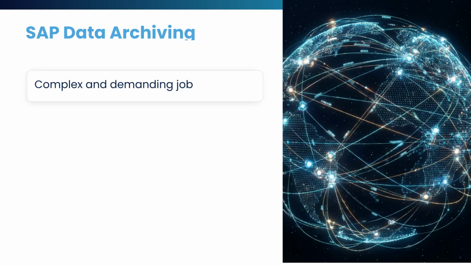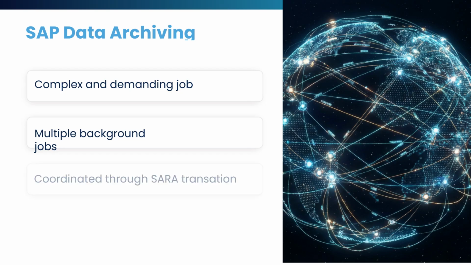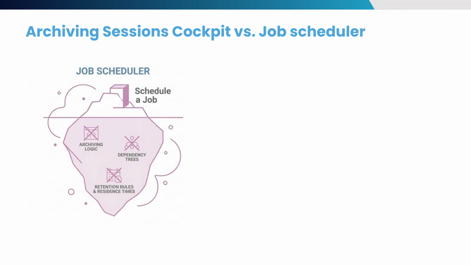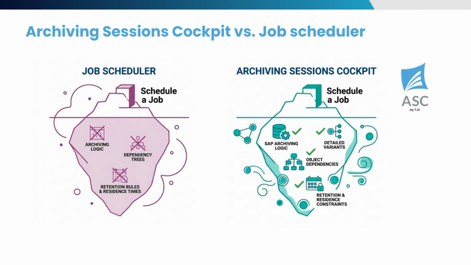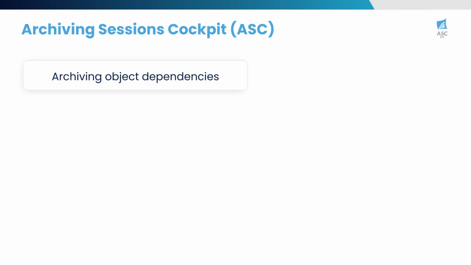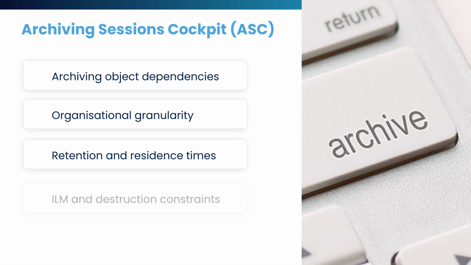SAP data archiving is one of the most demanding processes from a job scheduling perspective. It involves multiple independent background jobs, and all the steps are coordinated through transaction SARA. Job scheduler tools do not inherently understand archiving logic, object dependencies, or retention constraints. In contrast, the Archiving Sessions Cockpit embeds business logic specific to data archiving. The Archiving Sessions Cockpit understands archiving object dependencies, organizational granularity, retention and residence times, and ILM and destruction constraints.